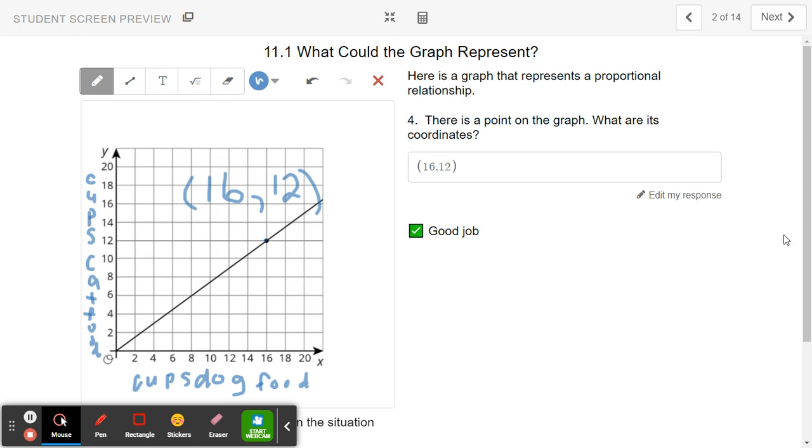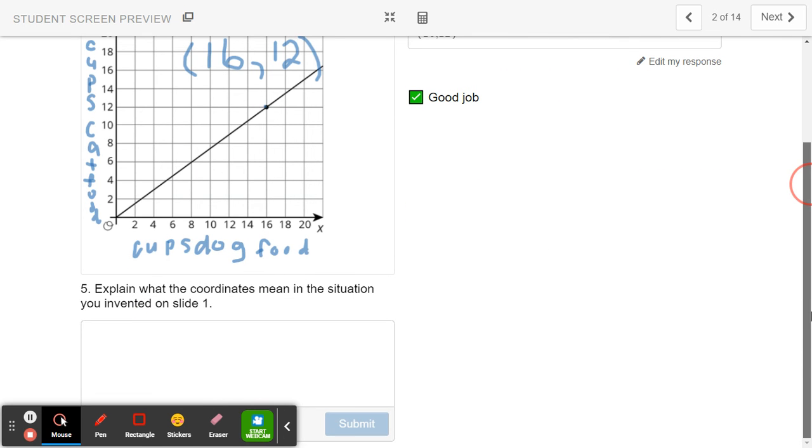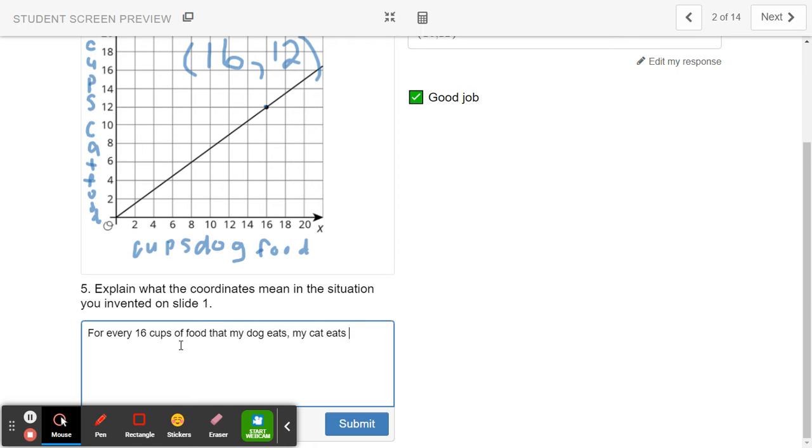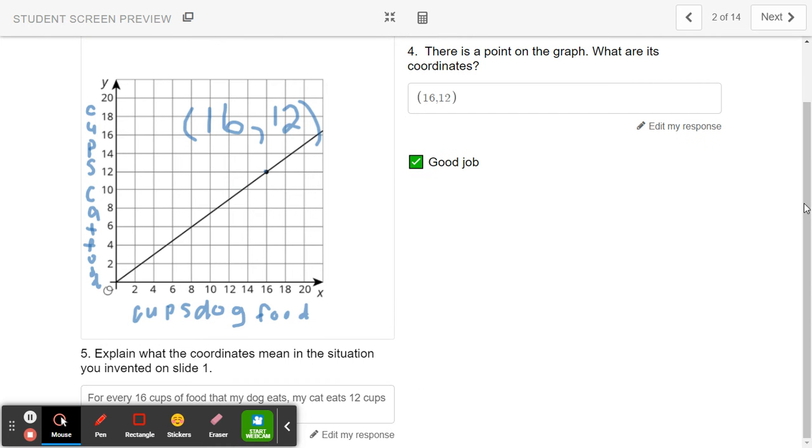Okay? Now, if you scroll down, it says explain what the coordinates mean in the situation you invented on slide 1. And I already said that for every 16 cups that my dog eats, my cat eats 12 cups. Okay. And again, your situation is going to be different for whatever it is that you chose.